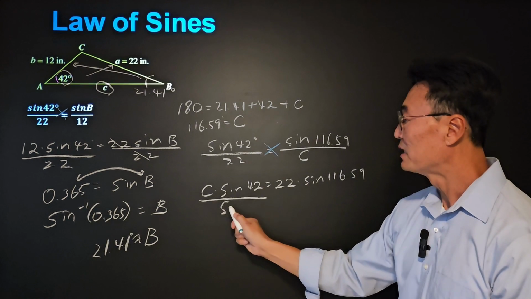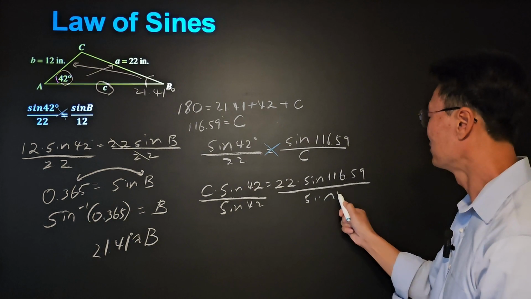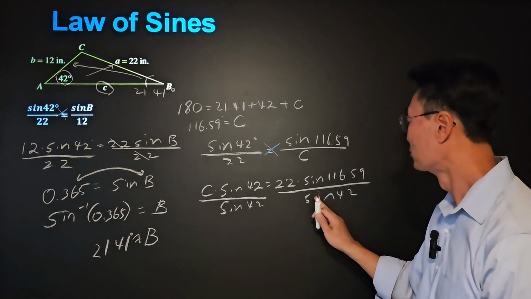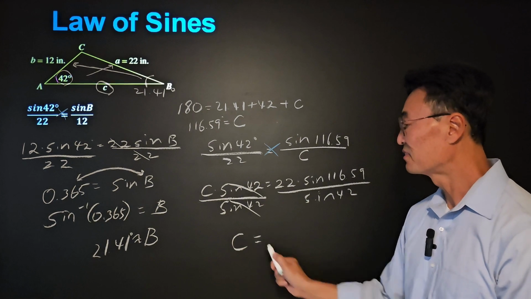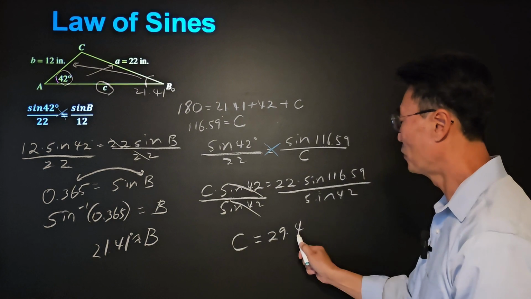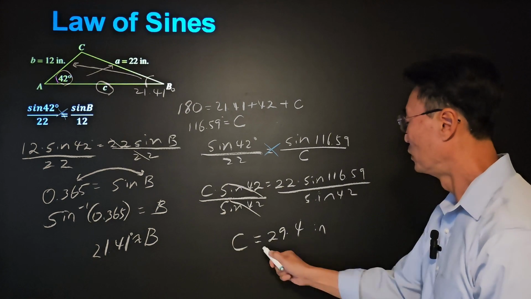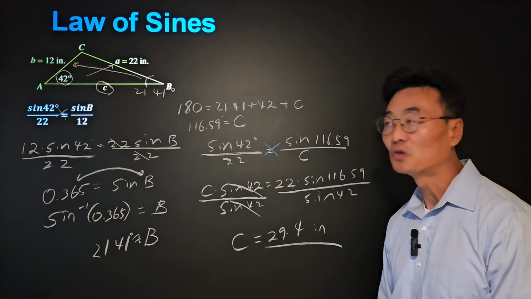We'll go ahead and divide it by sine of 42, left and the right side, so that we could get rid of sine of 42 and solve for C, which equals 29.4 inches as our final answer. So there you have it, folks.